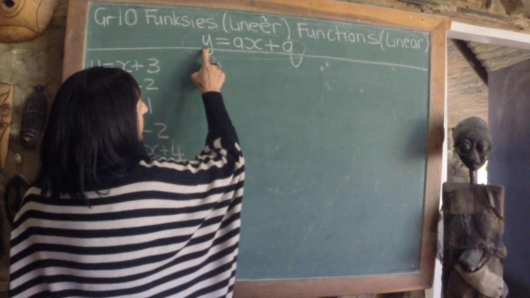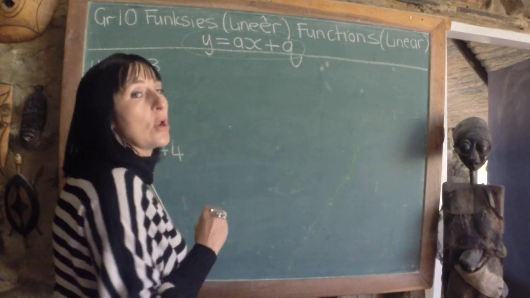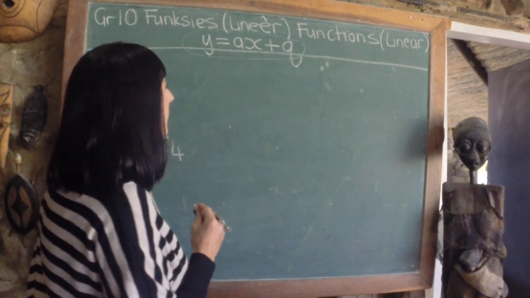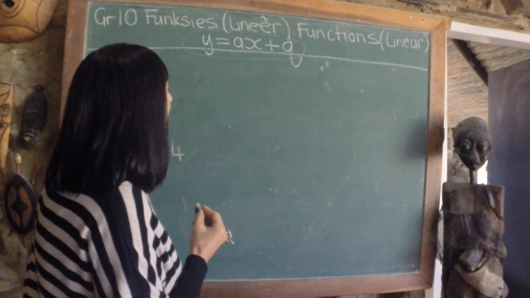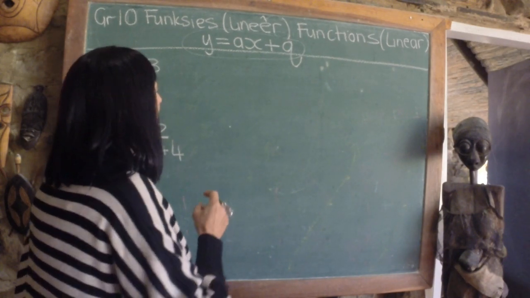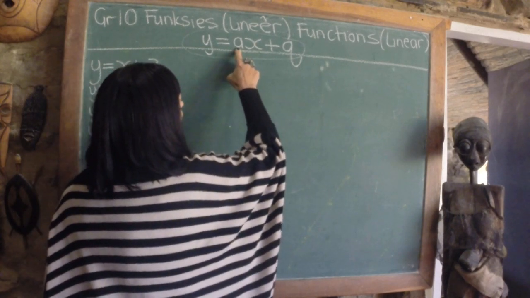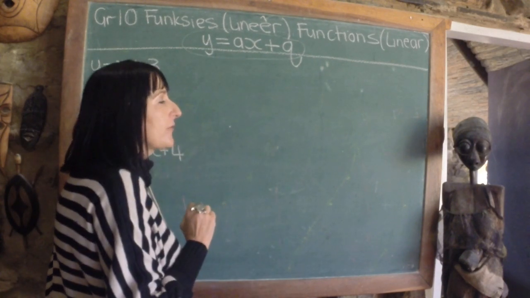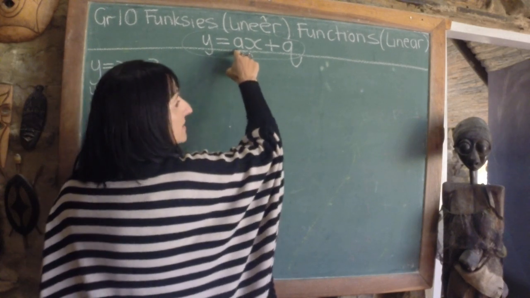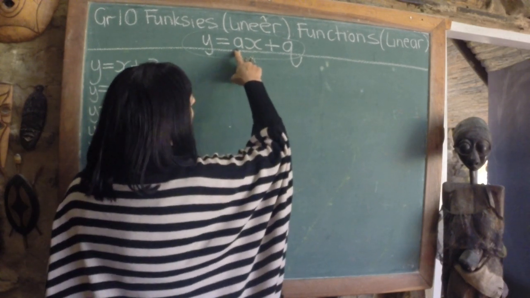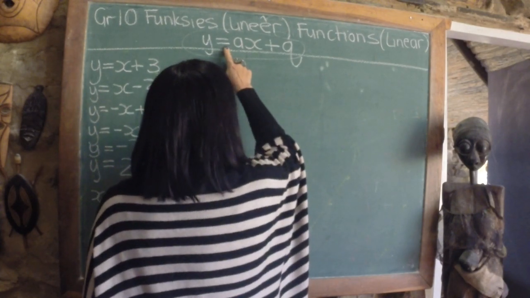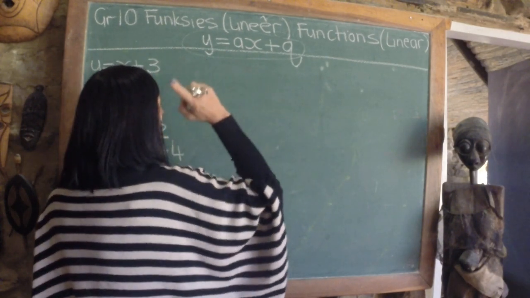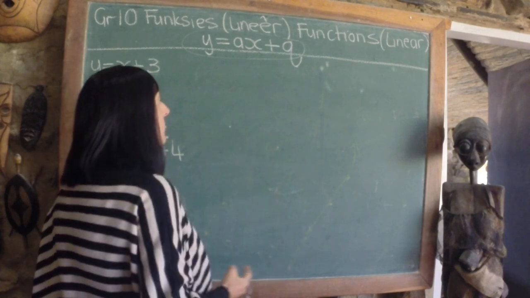Kan julle onthou dat juffrou gesê het x en y is koördinate, ordered number pairs, koördinate of geordende getallepare, en ons het gesê a is ons gradiënt, en juffrou het jou gewys, when a is very big, it's a steep gradient, as a klein is dit 'n lekker gemaklike lyn om op te stap. As a positief is dit opdraande, as a negatief is, then it's going downwards.